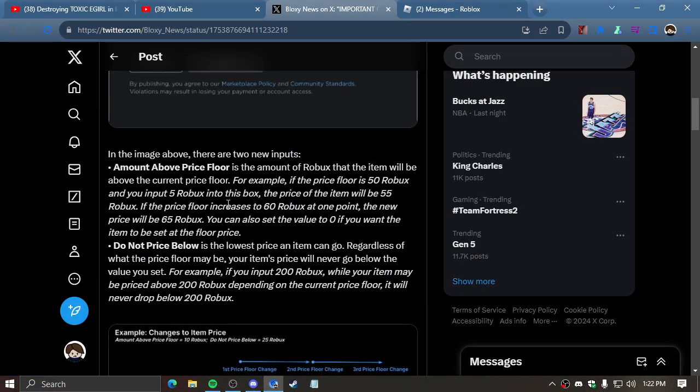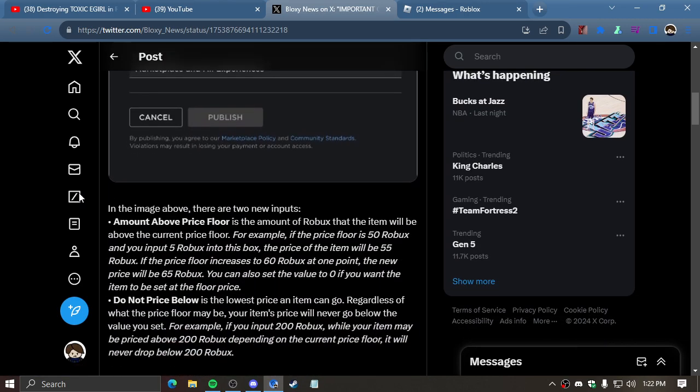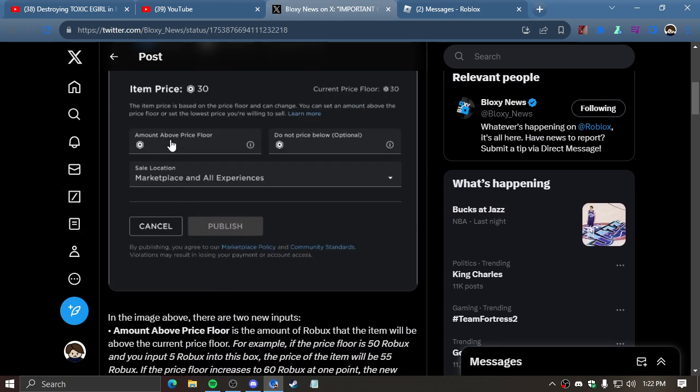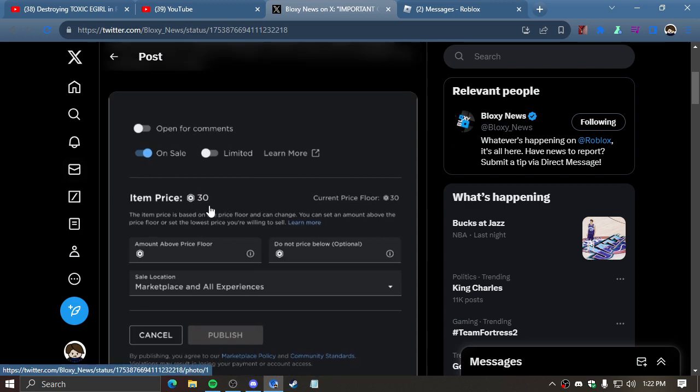Anyway, there are two new boxes with this update: amount above price floor, and do not price below. So if you put five in the amount above price floor box, and the item price in the screenshot is 30, you set the item price to 30, it'll be 35, and then it goes up. Say it goes up to 40, then it'll be 45, and so on and so forth.